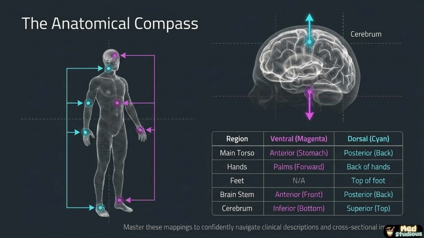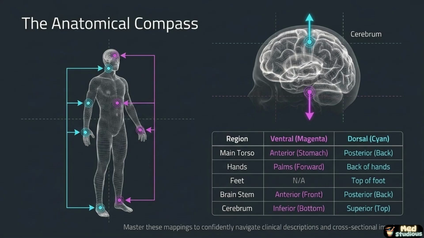For the main torso, ventral equals anterior, the stomach side, and dorsal equals posterior, the back. For the hands, ventral is the palm facing forward, and dorsal is the back of the hand. For the feet, there is no true ventral surface. The top of the foot is the dorsal surface. Moving into the brain, for the brainstem, ventral is anterior, dorsal is posterior, same as the body.